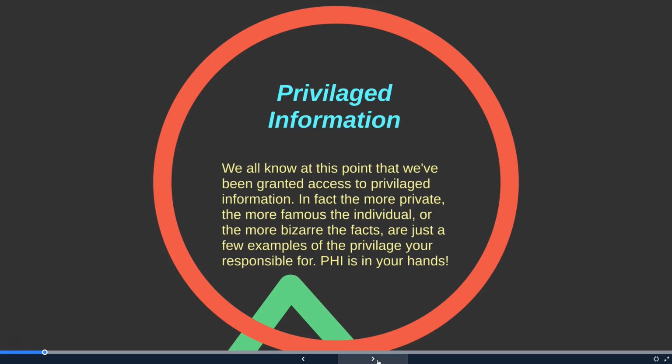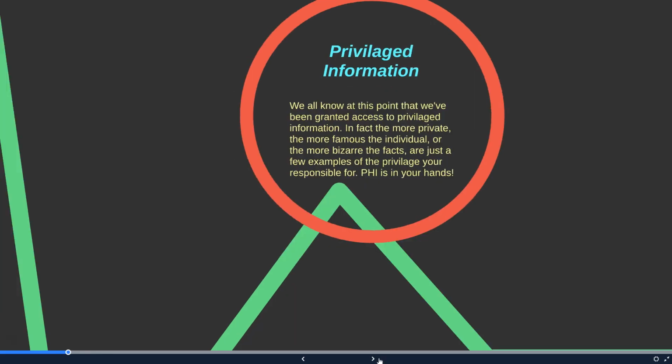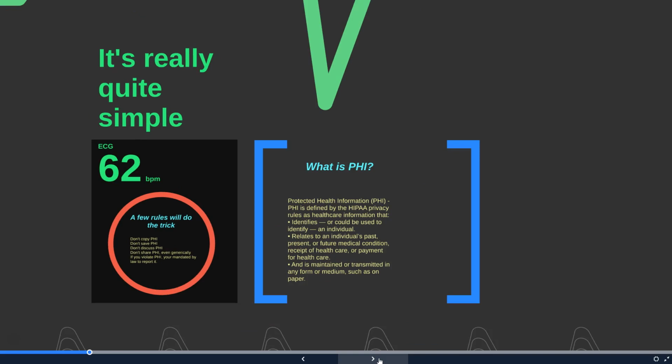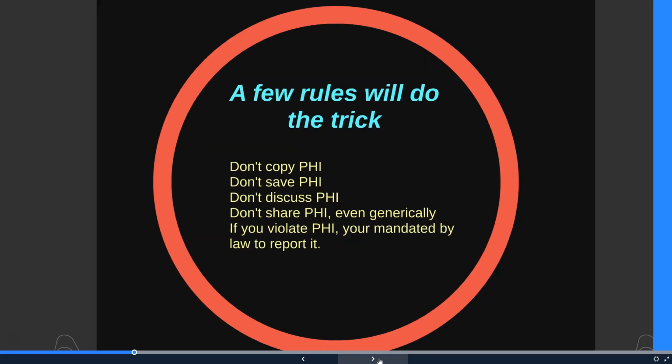In fact, the more private, the more famous the individual, the more bizarre the facts are, just a few examples of the privileges you're responsible for. PHI is truly in your hands. What is PHI? It's really quite simple. There's a few rules that will do the trick. Don't copy PHI, don't save PHI, don't discuss PHI, don't share PHI even generically, and if you violate PHI, you are mandated by law to report it.